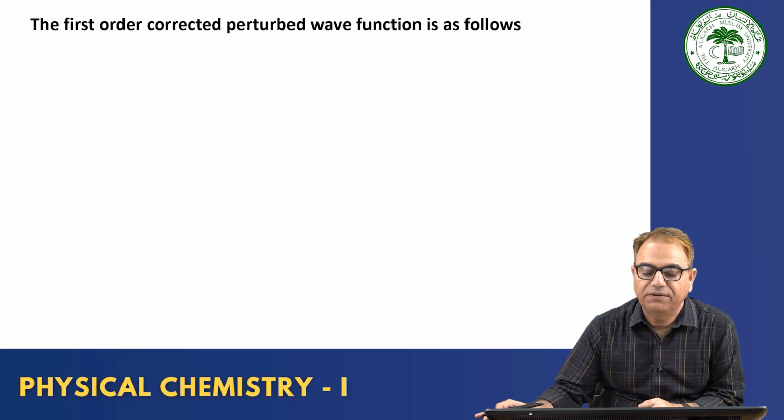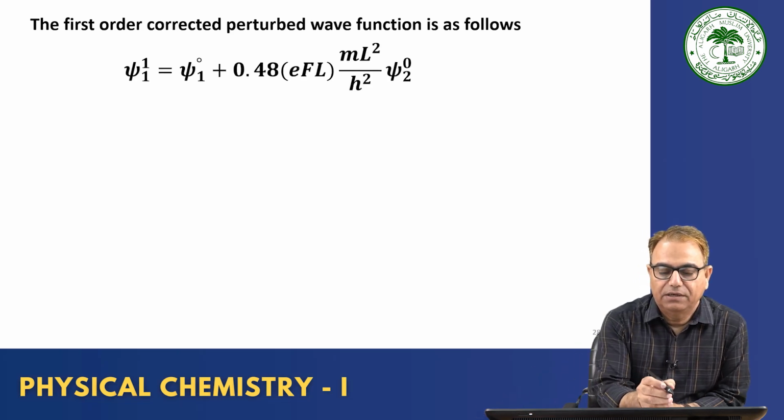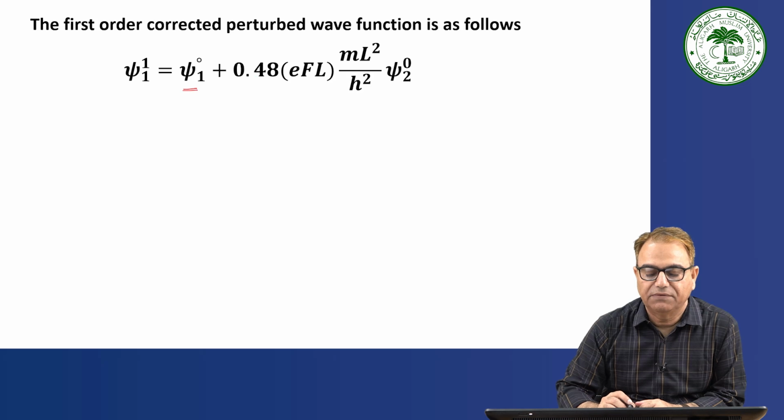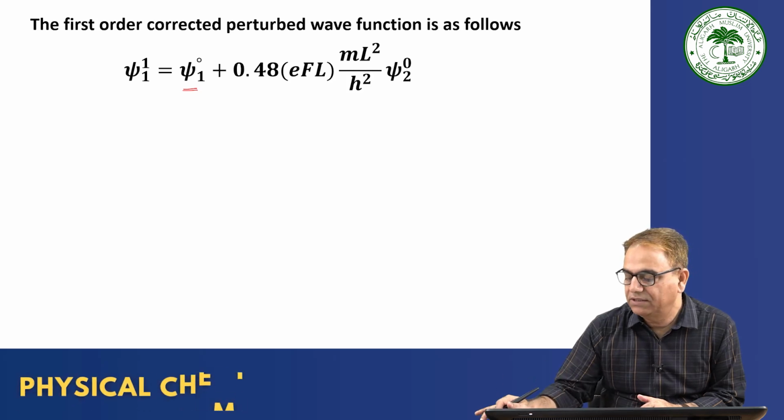So how do you write the first order wave functions for the perturbed system? You take the ground state wave functions for the unperturbed system plus the perturbation which we have calculated because of the presence of the electric field strength. This is the way you have to do problems based on non-degenerate perturbation theory. First order perturbation to the energy you can calculate, first order perturbation to the wave functions you can calculate, and then you can write the corrected wave functions and corrected energy of the perturbed system.